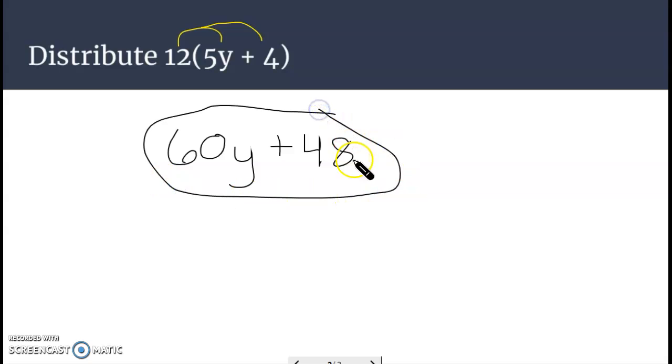Now we cannot add 60y plus 48. They're not like terms. One has a y, one has just a number without a y. So we leave it as is.